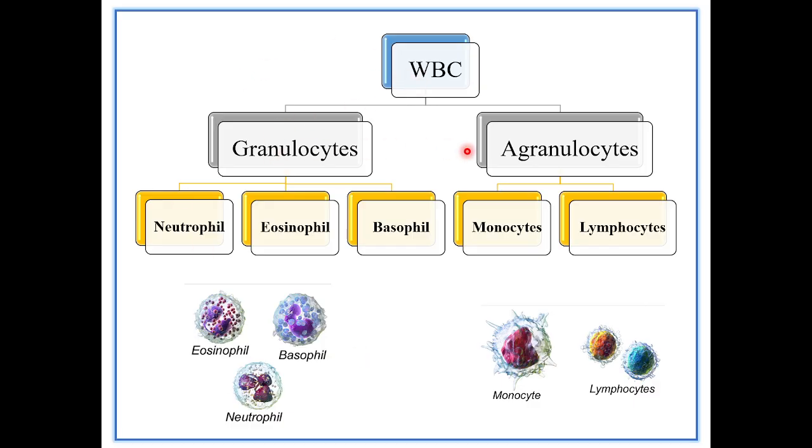WBC are of two types, granulocytes and agranulocytes. If granules are present in the cytoplasm, then that WBC is called a granulocyte, and if granules are absent in the WBC, then that WBC is called an agranulocyte. There are three types of granulocytes. Number one, neutrophil. Number two, eosinophil, and number three is basophil. And agranulocytes are monocytes and lymphocytes.